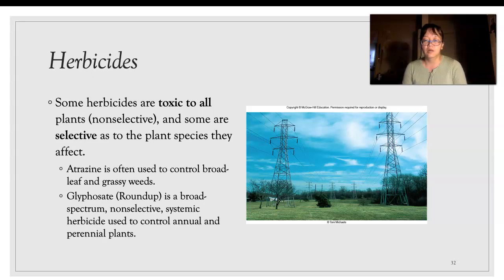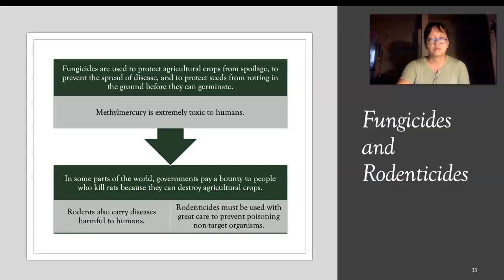And some herbicides are toxic to all plants. Those are the non-selective, and some are selective as to the plant species they affect. And the fungicides are used to protect agricultural crops from spoilage. And I have a picture to prevent the spread of disease and to protect seeds from rotting. And I want to mention here that methylmercury is extremely toxic to humans, and they are accumulatable.